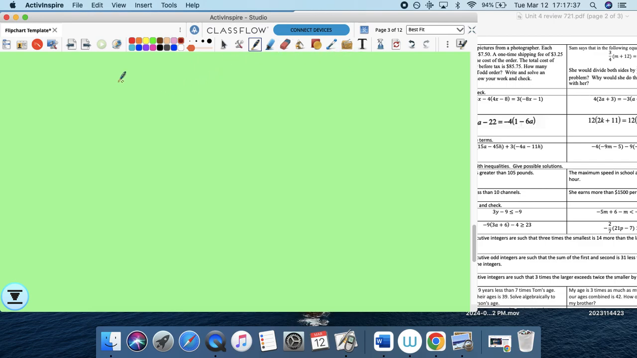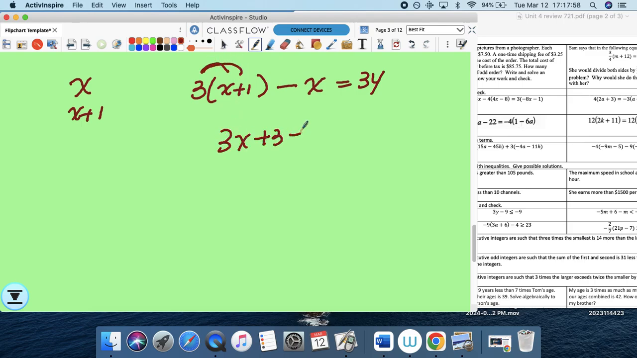Two consecutive integers, so in this case x and x plus 1, are such that 3 times the larger, which is x plus 1, exceeds the smaller by 34. So if I take the larger and subtract the smaller, I get 34. That's what that means. Distributive property, 3x plus 3 minus x equals 34. Combine like terms, I get 2x plus 3 equals 34.